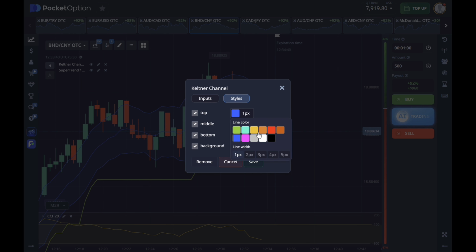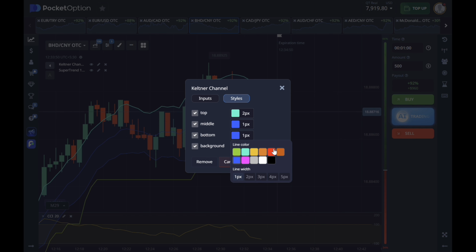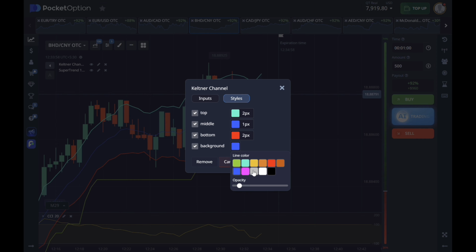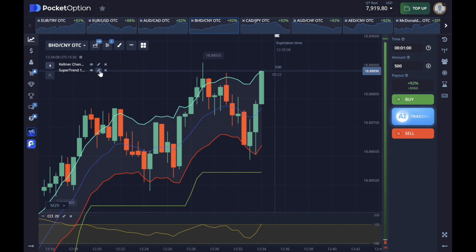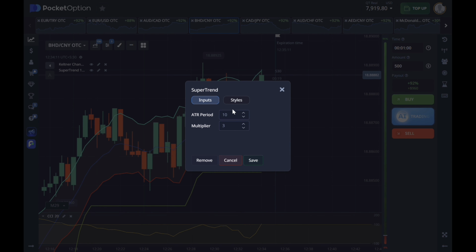In the style section, let's change the colors a bit. We'll set the top color to blue and make it thicker, specifically 2 pixels. And here we'll change the bottom color to red and also set it to 2 pixels. Okay, and for the background, let's make it a bit lighter, setting it to white. Alright, so I've set the background to white here and we'll save it. Okay, so we've added the Keltner Channel here.